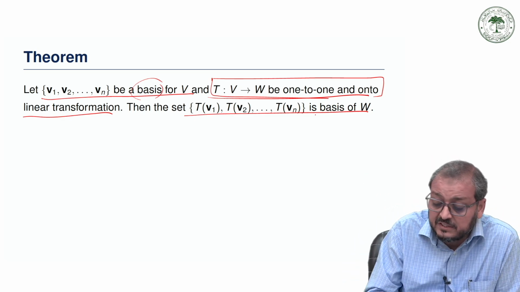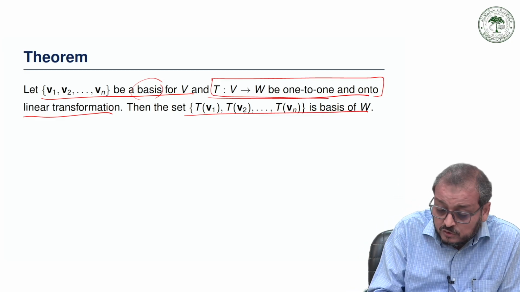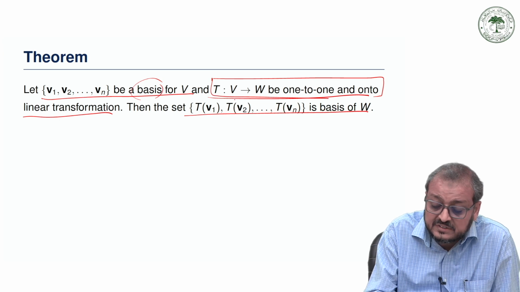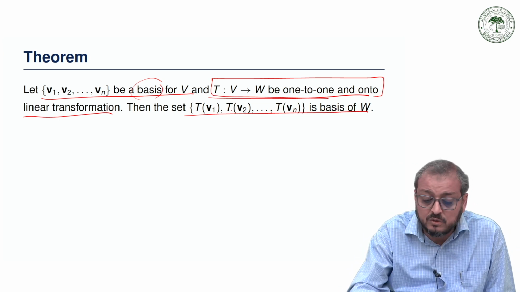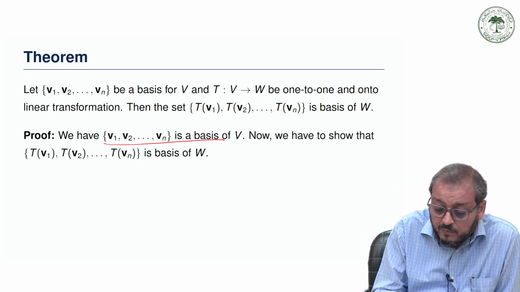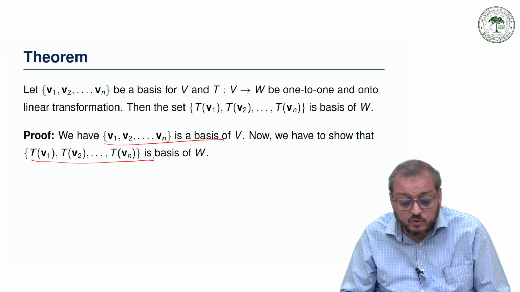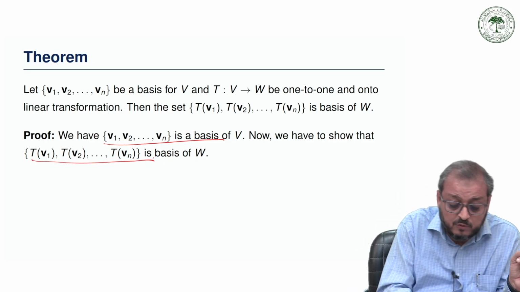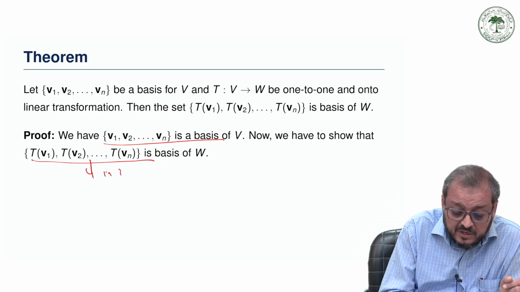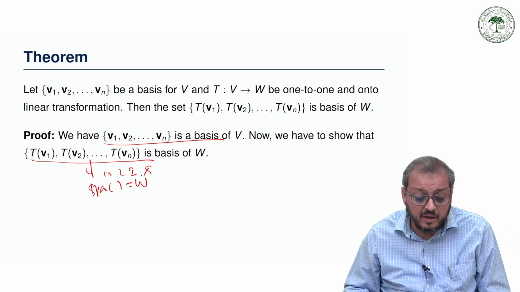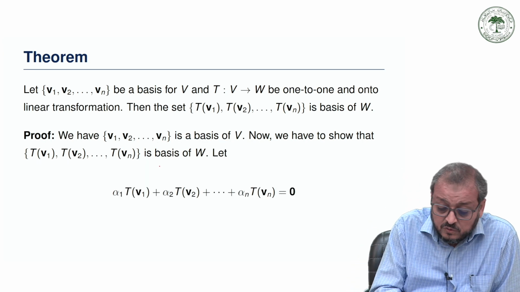Now we have to show that this set is a basis for W. To show that, we have to show two things: that the set is linearly independent, and that the span of this set is equal to W. Okay, so let us try.